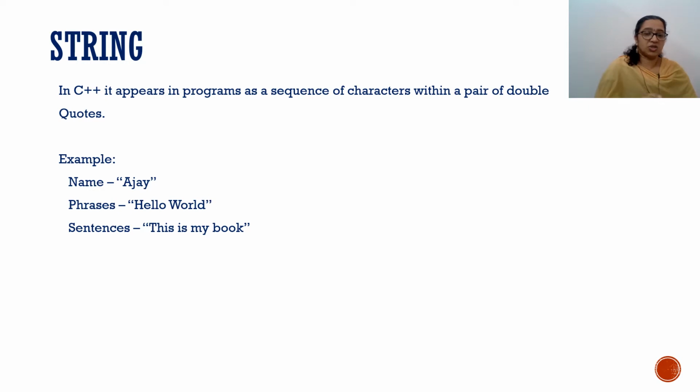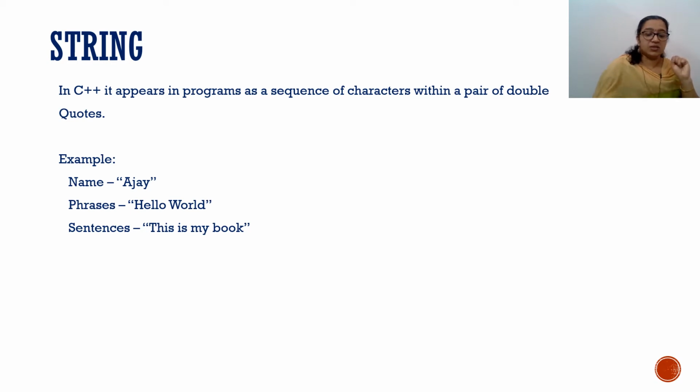So it is stored in double quotes. Just see the example. Name: Ajay, put it in double quotes. Phrase: hello world, that is also in double quotes. Sentence: this is my book. If it is a sentence or multiple sentences or a paragraph, these are called strings. If it is only one character within double quotes, that is also called a string. Understood? So a string in C++ appears in programs as a sequence of characters within a pair of double quotes.